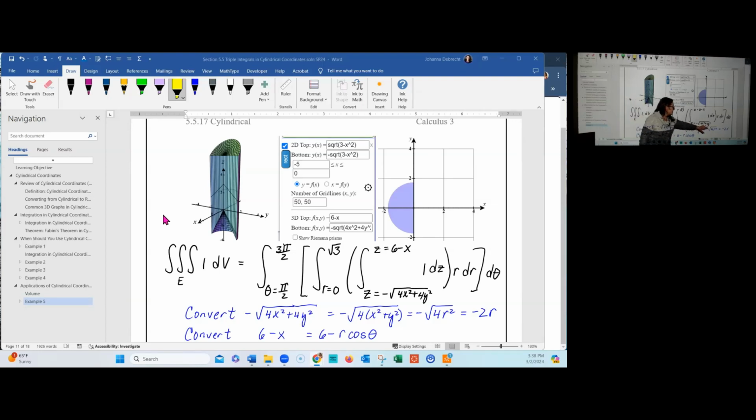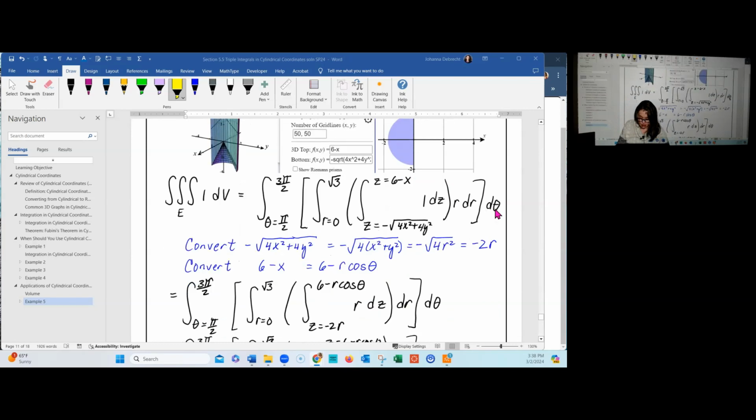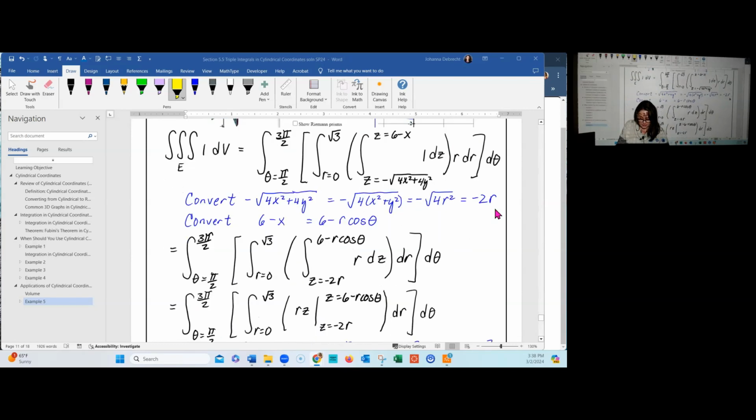On the bottom, we have the half cone, and on the top, we have the slanted plane. We need to convert each of these into a function with respect to r and theta. When we convert the half cone, we can factor the 4 out from under the radical and get 4 times quantity x squared plus y squared, which becomes 4r squared. Since we're going to allow r to vary from 0 out, this gives us negative 2r as the new lower limit of integration with respect to z.